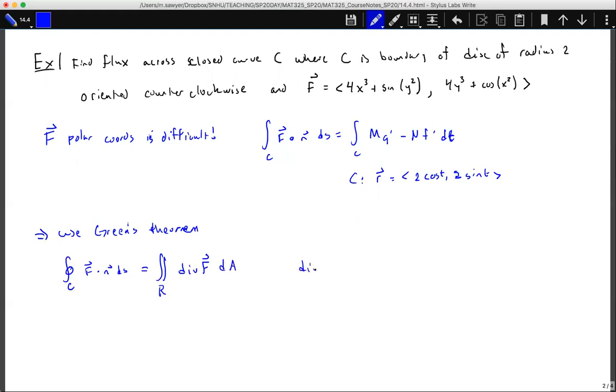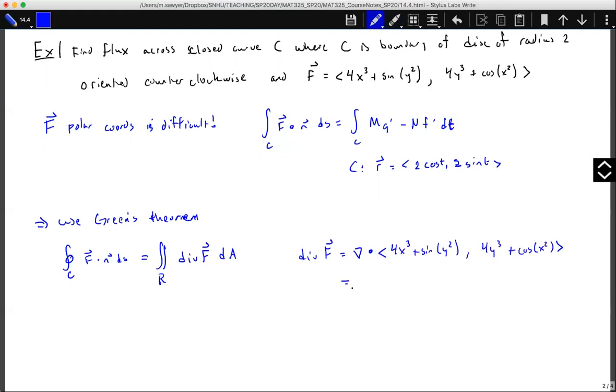So the divergence of f here is equal to the del operator dotted with our vector field f, which is <4x cubed plus sine of y squared plus 4y, 4y cubed plus cosine of x squared>. So del is the vector of partials: the partial of the first component with respect to x gives us 12x squared, plus the partial of the second component with respect to y, which gives 12y squared, which is 12 times (x squared plus y squared).